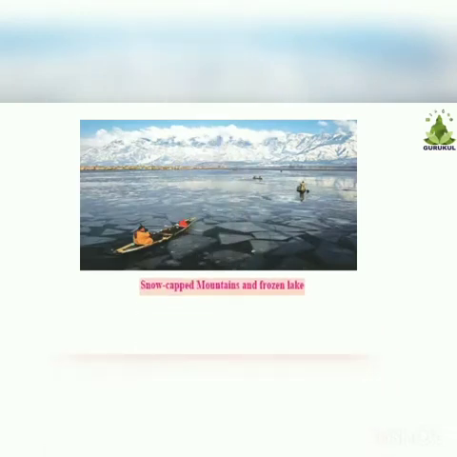Snow capped mountains and frozen lake. There is a difference between ice and snow. In areas located at higher altitude and high latitudes where the temperatures are below 0 degrees Celsius, precipitation occurs in the form of snow. Snow is friable and opaque.